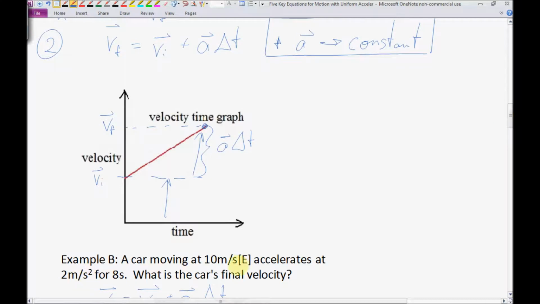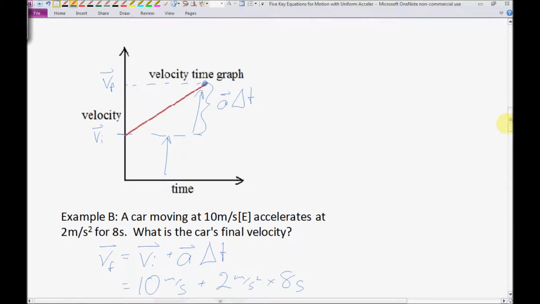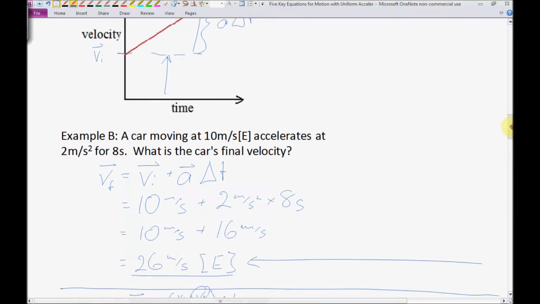So here's our first example to go with equation 2. Example B: a car moving at 10 meters per second east accelerates at 2 meters per second squared for 8 seconds. So what is the car's final velocity? Okay, well there's our equation. Substituting some values into that equation, it's got an initial velocity of 10 meters per second, but it accelerates at 2 meters per second squared as 8 seconds goes by. So 2 times 8 will give us 16. So if we add 10 and 16 meters per second, our final answer for this question will be 26 meters per second east.